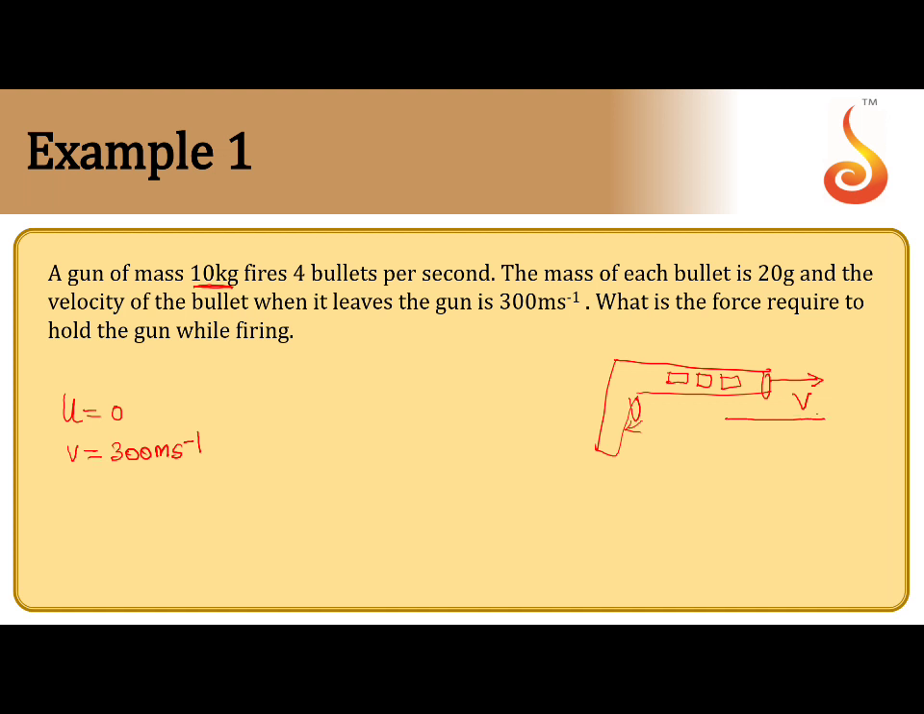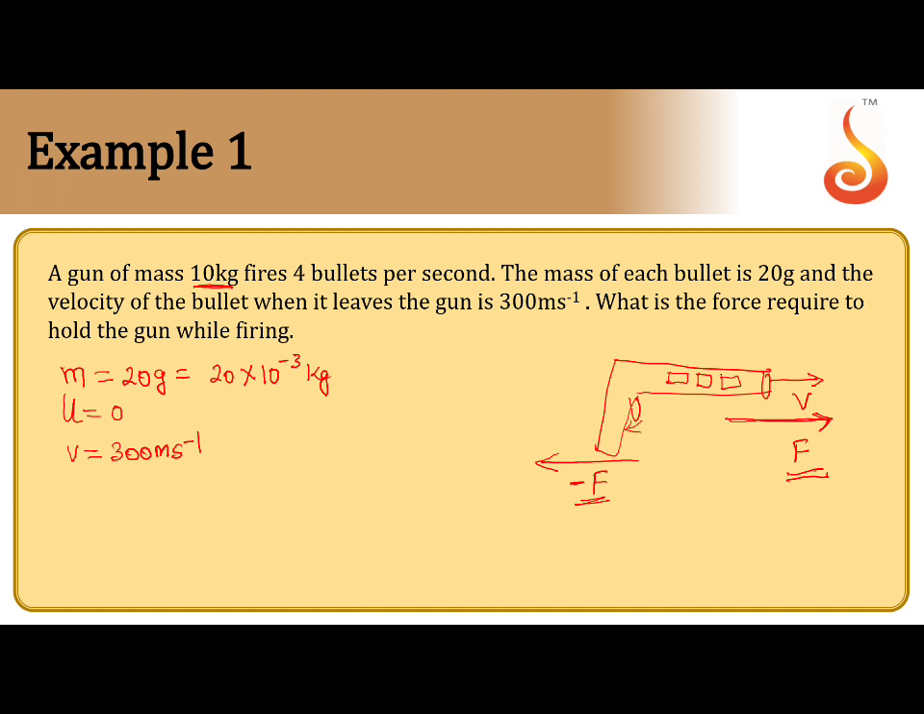When you press the trigger, the bullet goes out. The gun is pushed back. The bullet moves out with a particular force. As a reaction, there is a force acting in the opposite direction. If I find this force, it will be equivalent to this force. So to do that, mass of each bullet is equal to 20 grams. Convert it into kg, 20 into 10 power minus 3 kgs.